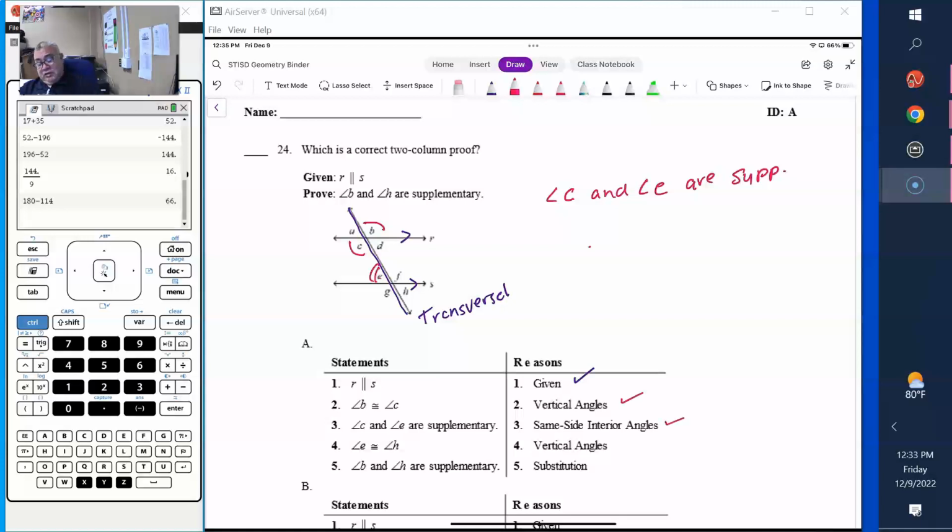Now we know that E and H are vertical angles and they are congruent, so that's true. The last one is substitution. Angle C is congruent with angle B, and angle E is congruent with angle H. Therefore, they are what? Supplementary. And what did I just finish doing? This was called substitution. I substituted these angles with these two. So that's substitution. So the answer is A.